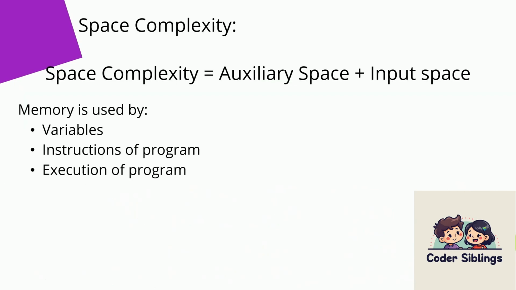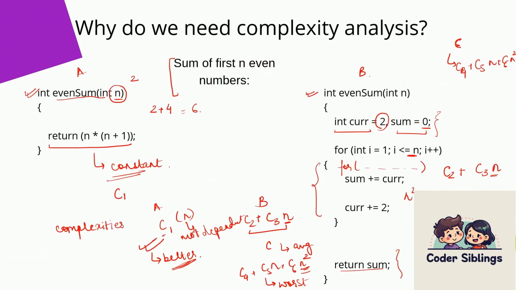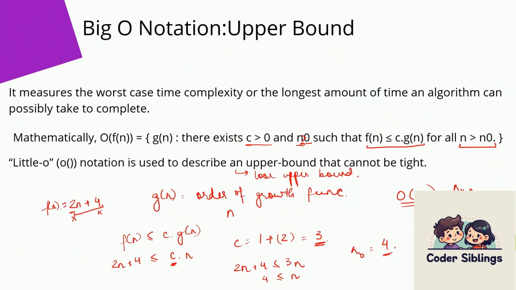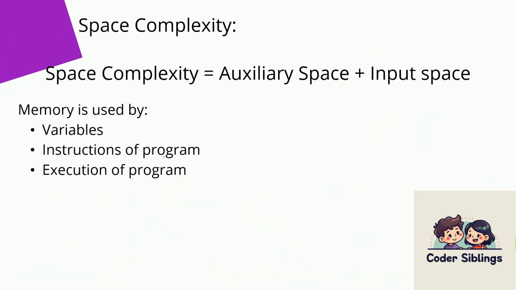Moving on to finally the space complexity. Space complexity is, as we already discussed in the first slide, a function describing the amount of memory, not time, amount of memory or space an algorithm takes in terms of the amount of input to the algorithm. So it is similar to time complexity, but the function considered here is our space or memory, right, in terms of algorithm occupancy.